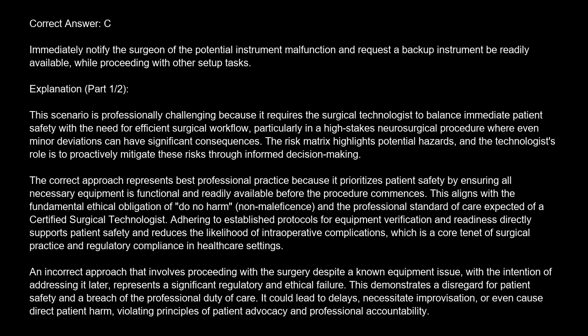This aligns with the fundamental ethical obligation of do no harm, non-maleficence, and the professional standard of care expected of a certified surgical technologist. Adhering to established protocols for equipment verification and readiness directly supports patient safety and reduces the likelihood of intraoperative complications, which is a core tenet of surgical practice and regulatory compliance in healthcare settings.